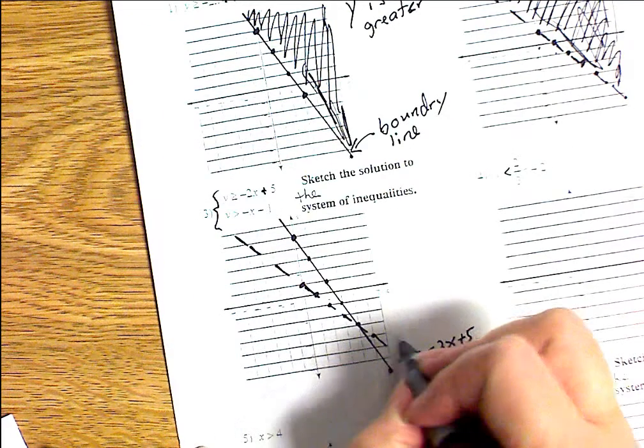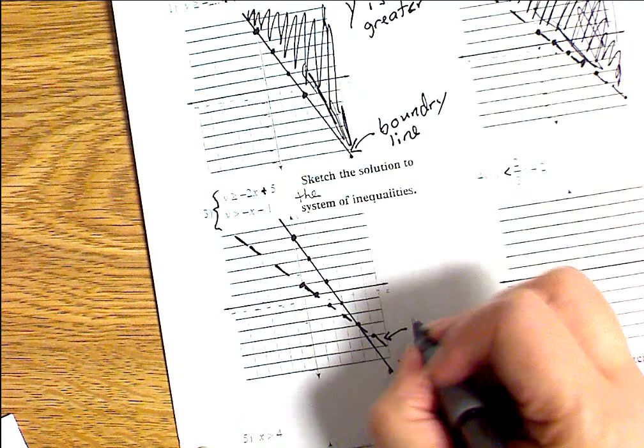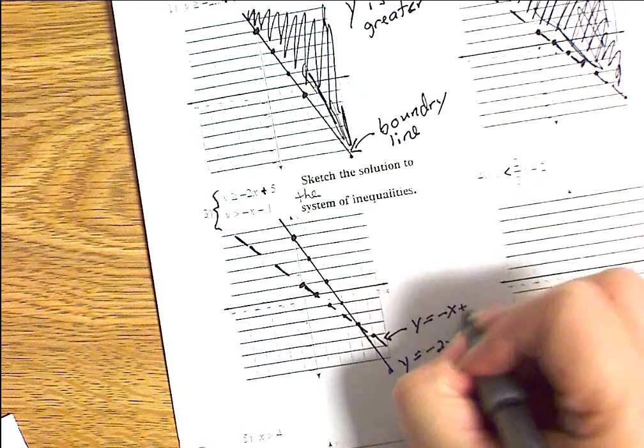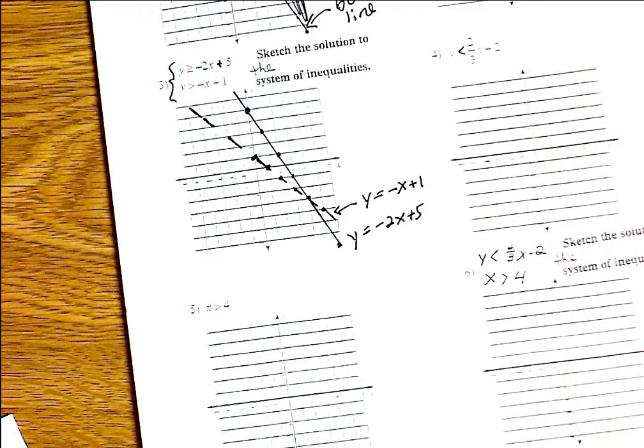This equation, it doesn't matter where you label it, but I'll just label it there. This one is y equals -x plus 1. It's still a boundary. It's not included. There's still a boundary though. So those two are included. I'm going to wait and see if anybody has questions on just how to graph those.